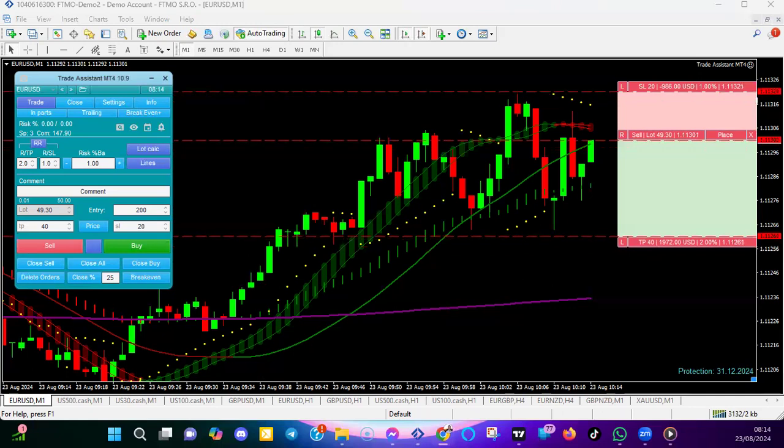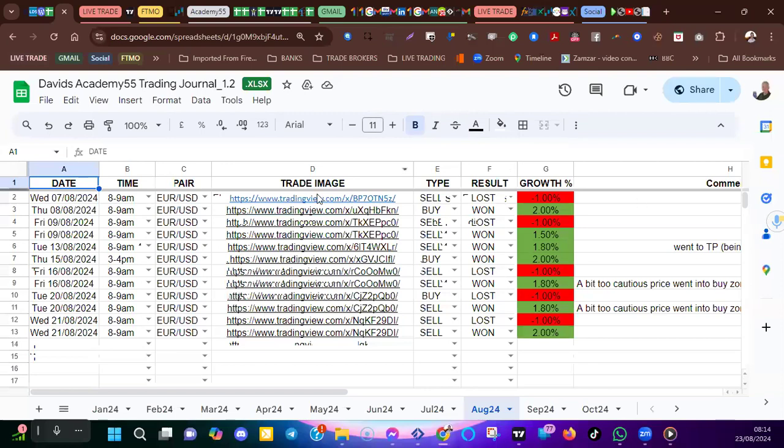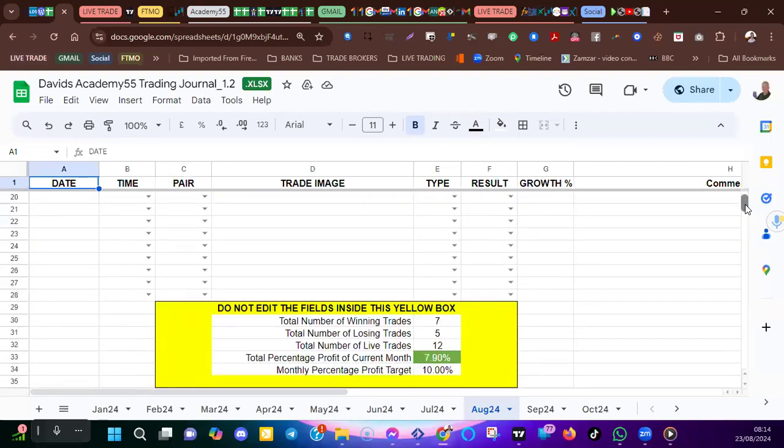Time, yeah, I think I have. At the moment, this is where I am for the month, nearly 8%. So I've nearly got my 10%, between 10 and 12%. Nearly got that.